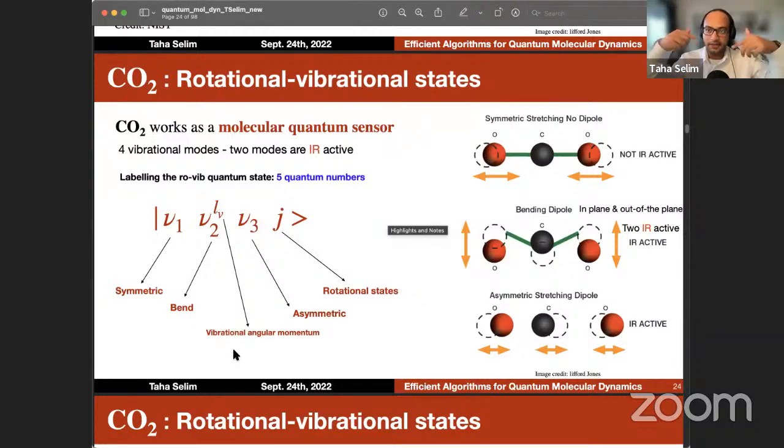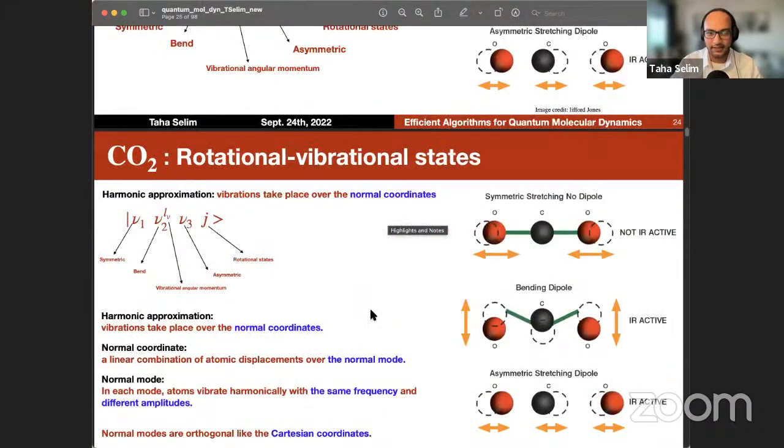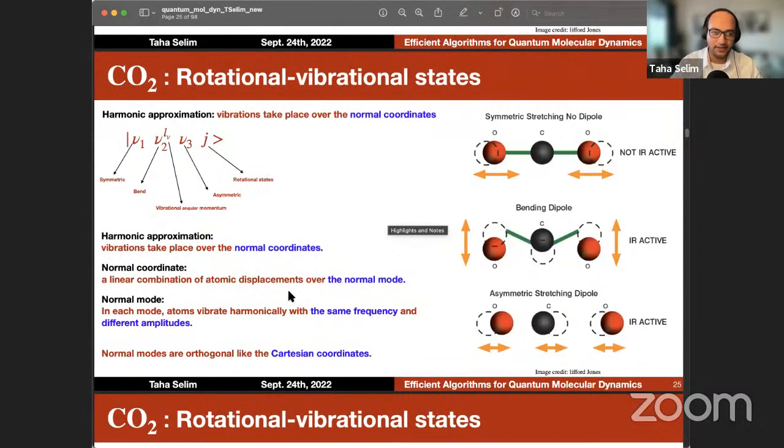When the bend happens in a plane or out of a plane, we can visualize this classically as a rotation, but I'm not going to highlight this. It is irrelevant for the discussion today. What is relevant is the meaning of the quantum numbers. We have nu3, which is for the asymmetric stretch, and J, which describes the rotational states. So for any combination of vibrations, the molecule also rotates. And this seems obvious, right? There is nothing fancy about this.